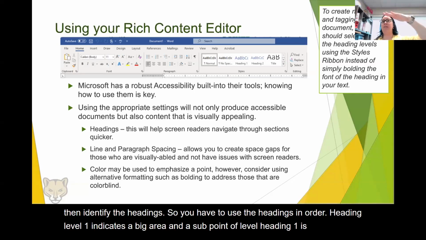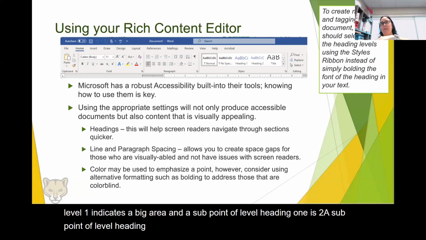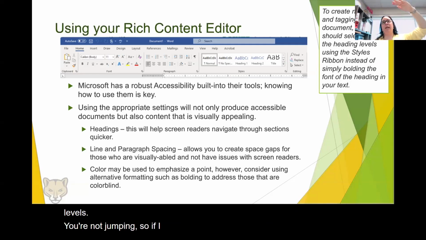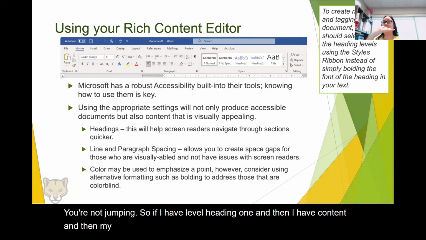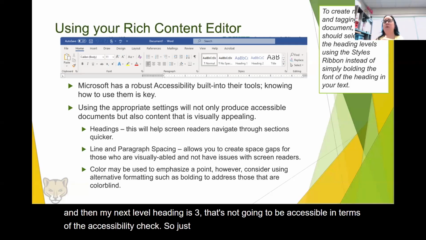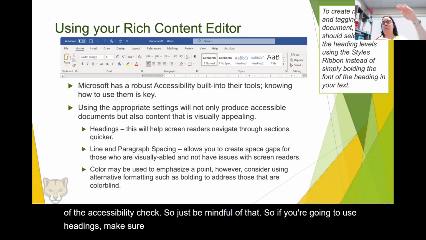A subpoint of heading level 2 is 3. The idea is you're using the proper heading levels and you're not jumping. So if I have heading level 1 and then I have content, and then my next heading is level 3, that's not going to be accessible in terms of the accessibility check. So just be mindful of that. If you're going to use headings, make sure you are using them in appropriate levels.